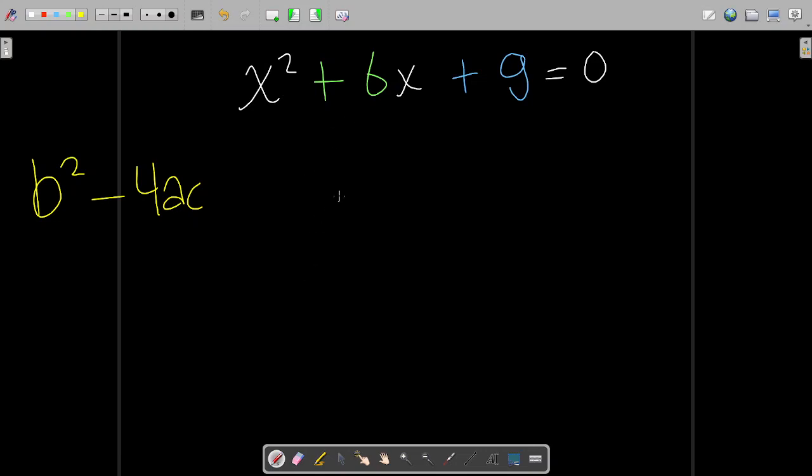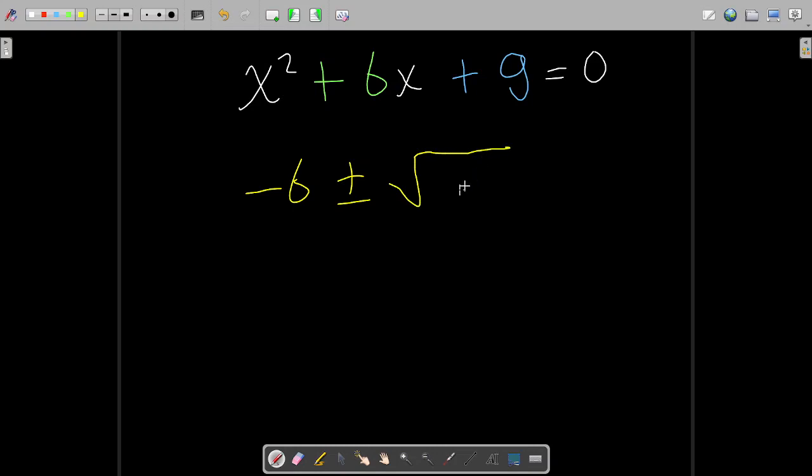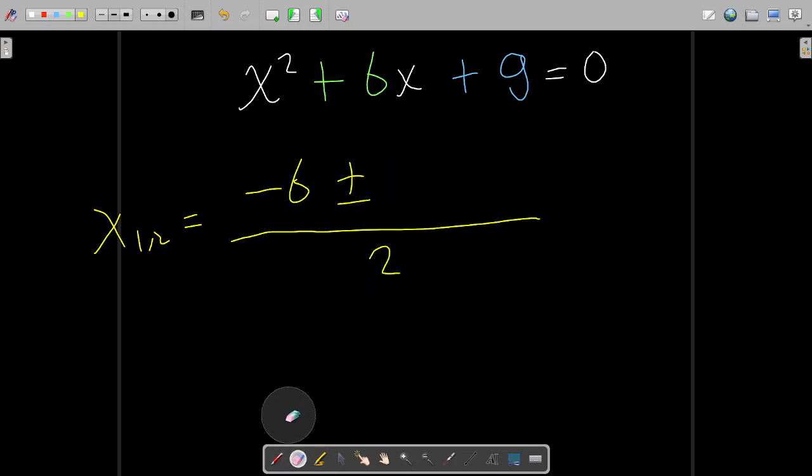So using the quadratic formula, negative b, which is negative 6, plus minus the square root of the discriminant, which is b squared minus 4ac, as we have learned a second ago, was 0, over 2 times a, which is 2 times 1. 2 times 1 is just 2. So these are our roots, x1 and x2. So minus 6 plus minus the square root of 0 is just basically 0. So we can replace this with just 0 over 2.